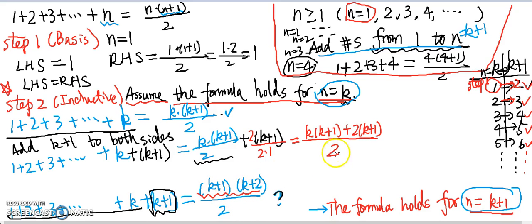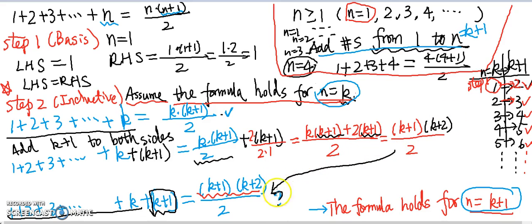Make sure you keep in mind this is what we want to get. We already got the bottom 2. How do we get the top? This is what we do. We can see they have a common factor k plus 1. So we're going to factor out the common factor k plus 1. That will leave us k plus 2. And that's exactly what we need.